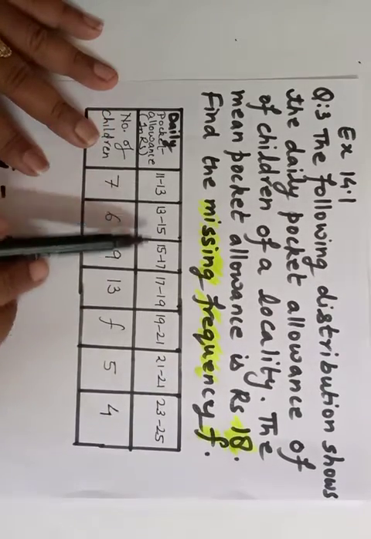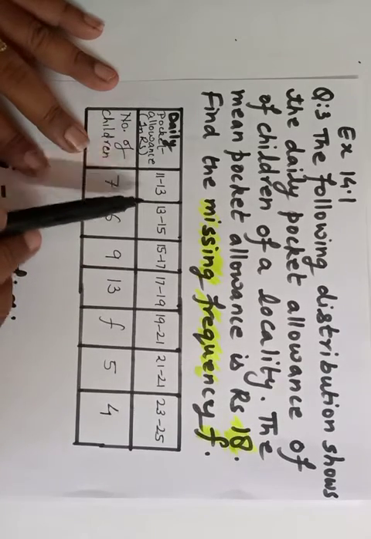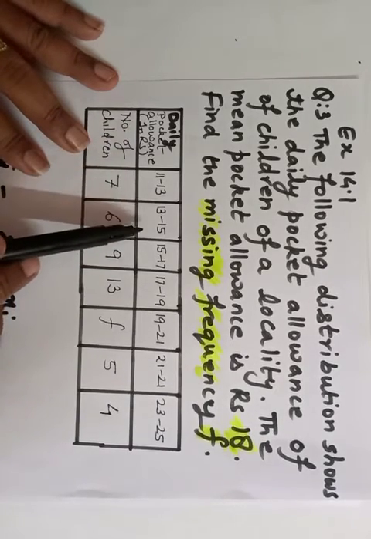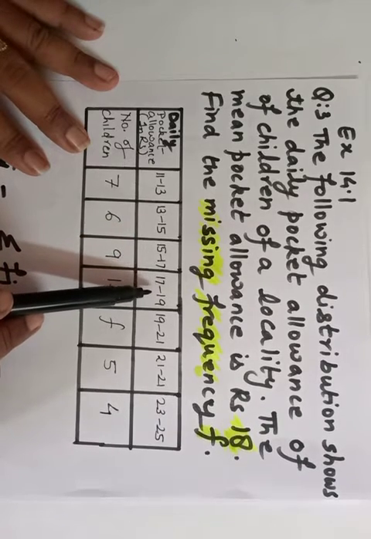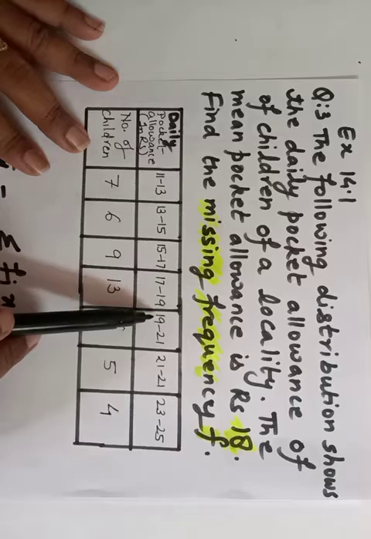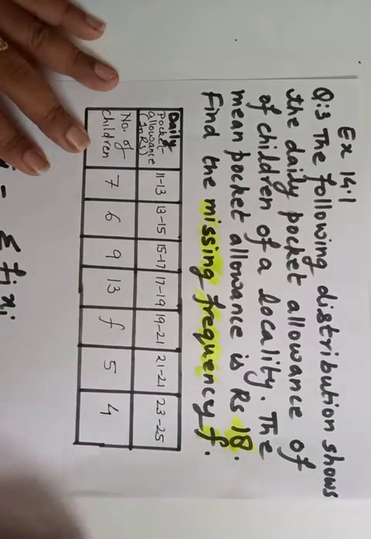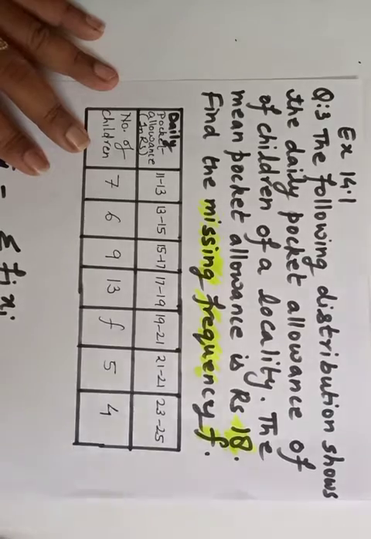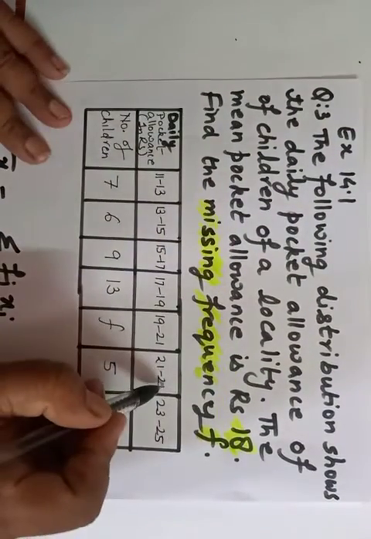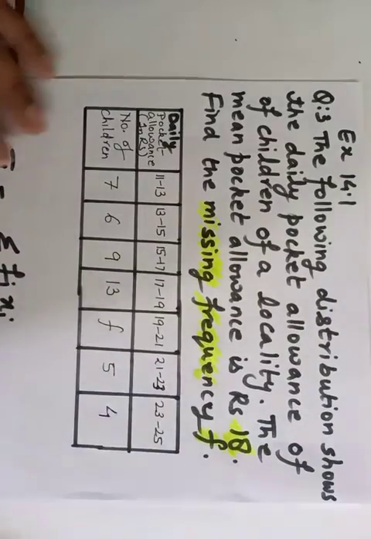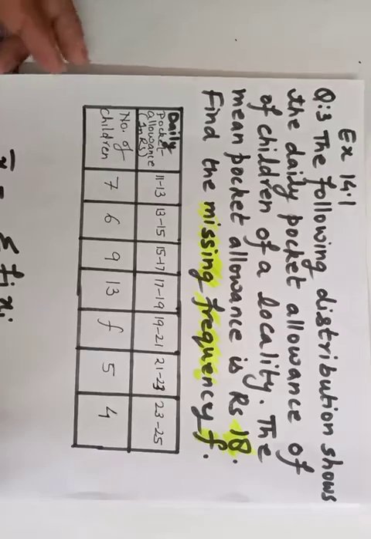Here the mean is given to us and we need to find out the value of f. So the class interval, this is the grouped data that is given to us. Daily pocket allowance in rupees: 11 to 13, 13 to 15, 15 to 17. There is a difference of 2. And 19 to 21, 21 to 23 and 23 to 25. Now we need to find out the missing frequency.